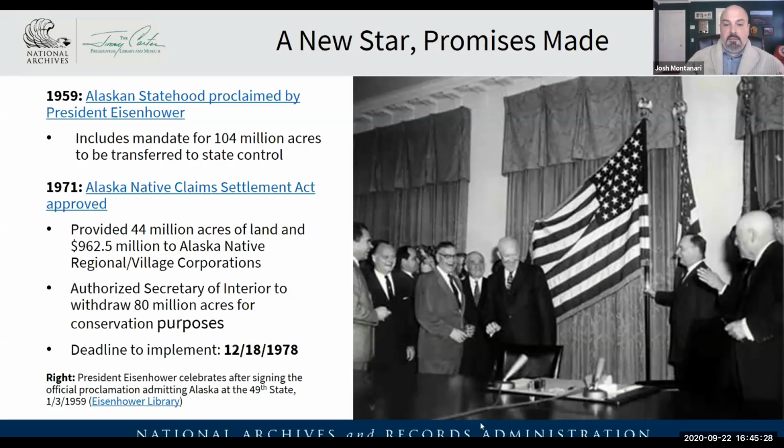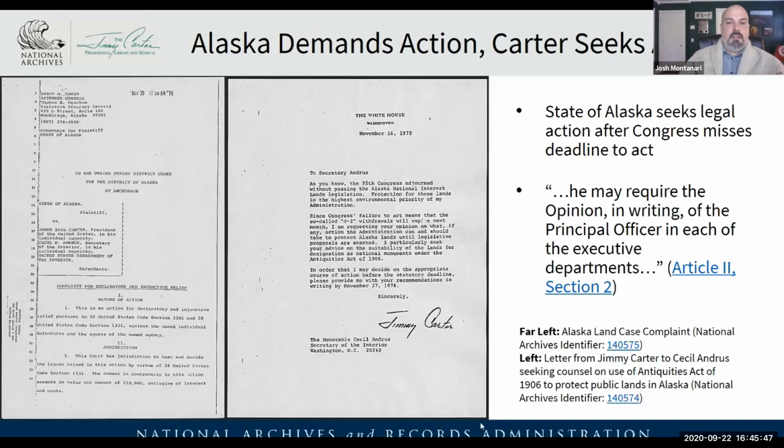There is a deadline, unfortunately for Jimmy Carter, on December 18th, 1978, to implement these things. So whether he likes it or not, his administration does have to face this issue and find resolution. So deadlines, they come, they go. Alaska files litigation. Carter seeks advice.